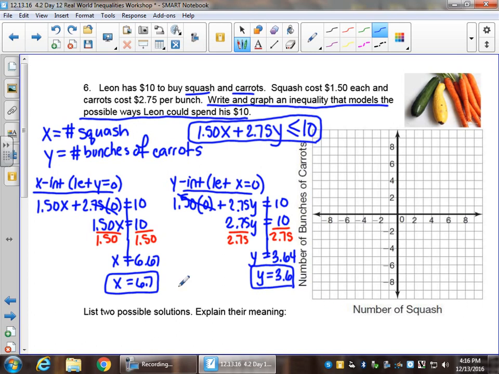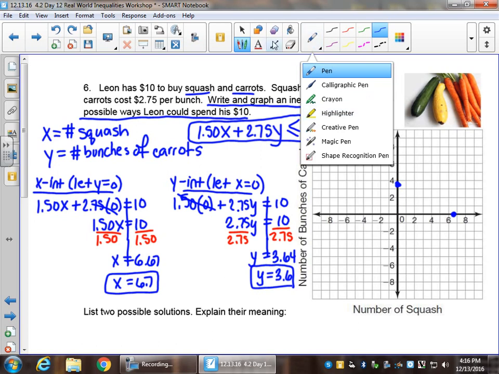Let's go graph them. So x equals 6.7. Here's 6. Here's 7. 6.7 is closer to 7, but not 7. My y-intercept is 3.6. Here's 3. Here's 4. 3.6 is a little past halfway. And then we'll take our straight edge and graph.